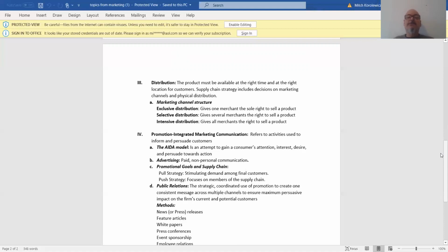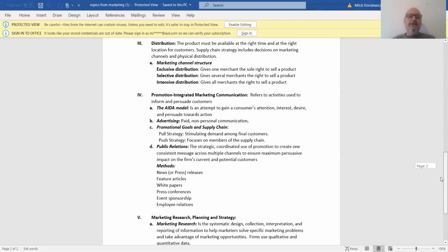Advertising is paid, non-personal communication. You can look at promotional goals and supply chain strategy. A pull strategy stimulates demand among final customers. A push strategy focuses on members of the supply chain pushing that product out. You've got public relations. This is the strategic, coordinated use of promotion to create one consistent message across multiple channels to ensure maximum persuasion. You can do this through press releases, feature articles, press conferences, and so on and so forth.